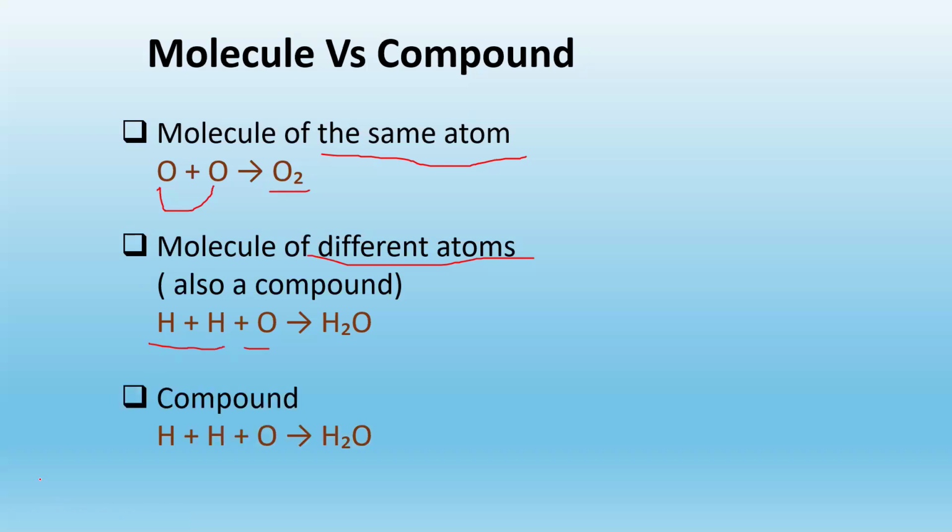Now, the key idea, a compound. A compound is always made of different elements bonded together. So, H2O is a compound because it has hydrogen and oxygen.